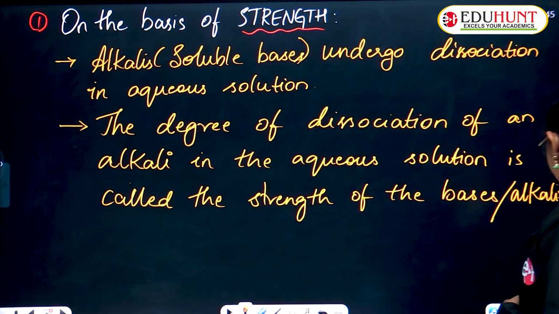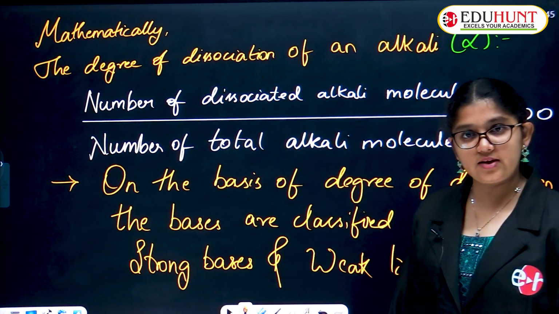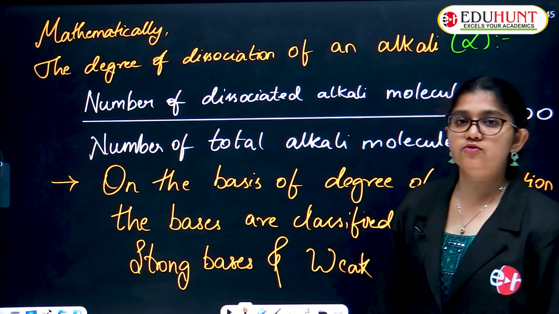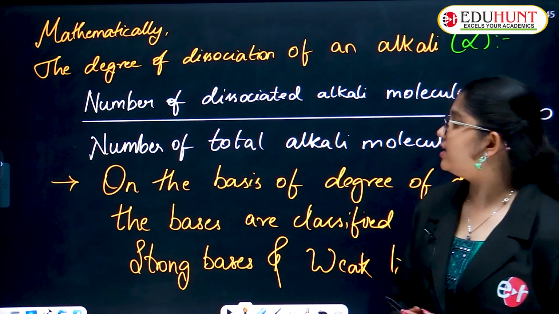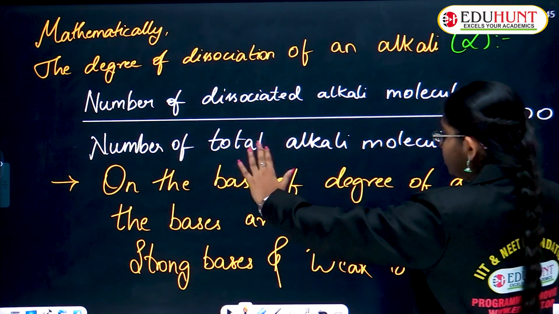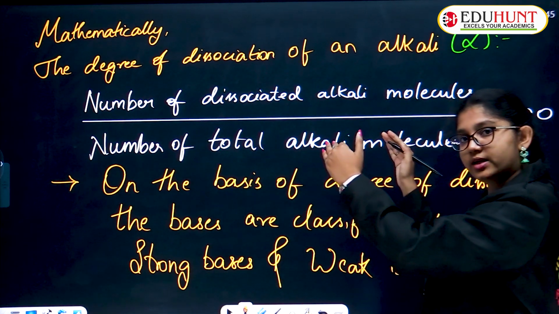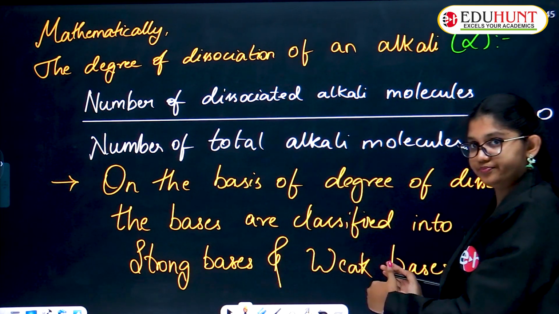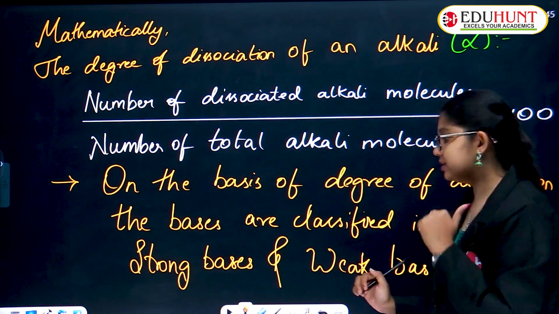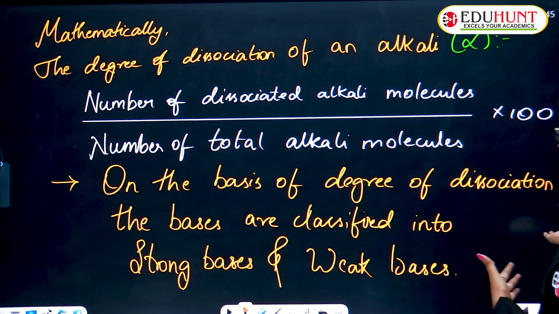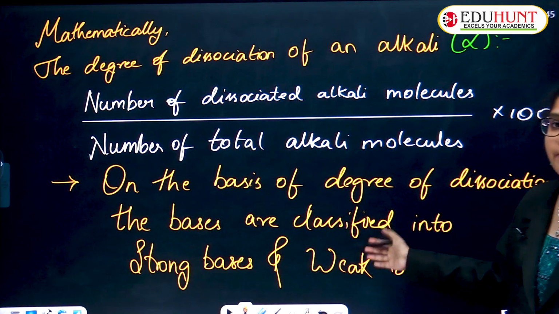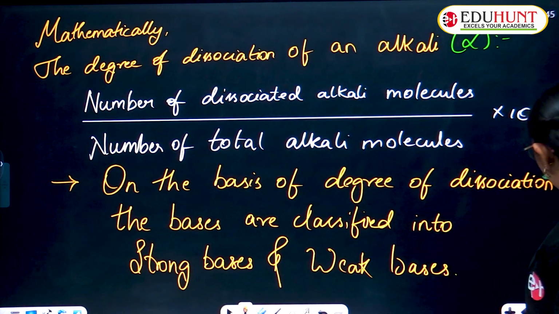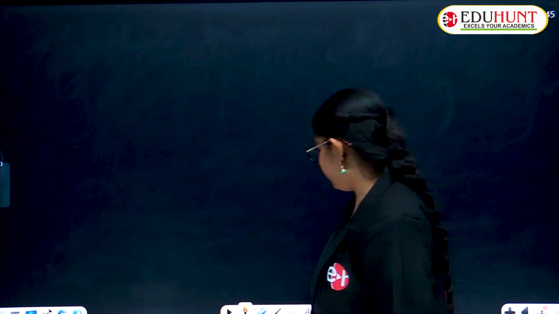Mathematically, we got the formula: alpha equals number of dissociated alkali molecules by total number of alkali molecules into 100. Next, based upon the value we got, we can say whether it is strong or weak. On the basis of degree of dissociation, alpha, the bases are classified further into strong bases and weak bases. Clear now?